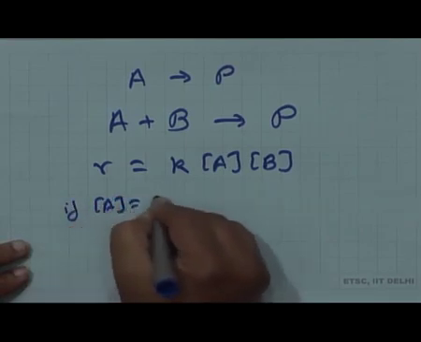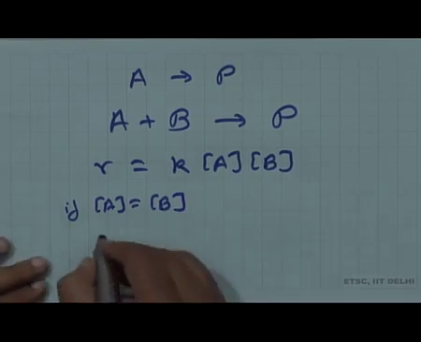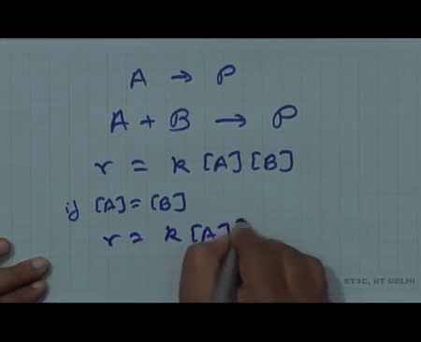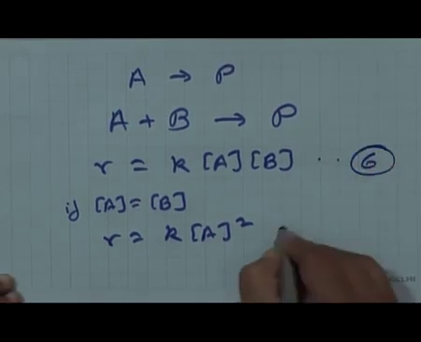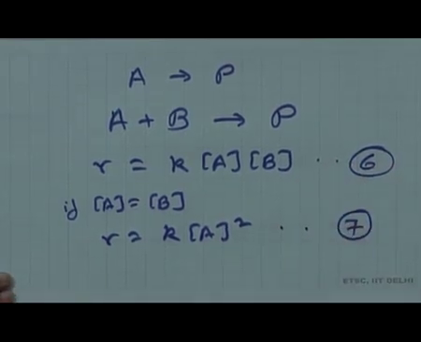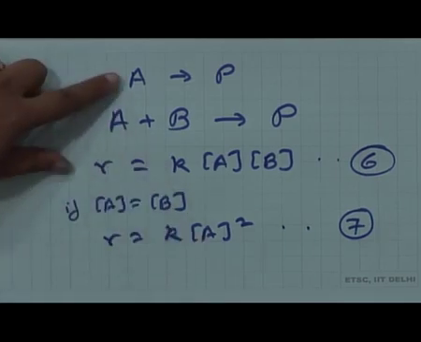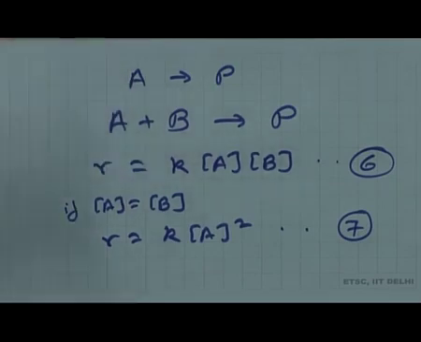Now, what happens is, if concentration of A is equal to concentration of B, then I can rewrite R is equal to K A squared. Once we have this, you realize that this R is equal to K A squared is exactly the same as having a single reactant, no problem.